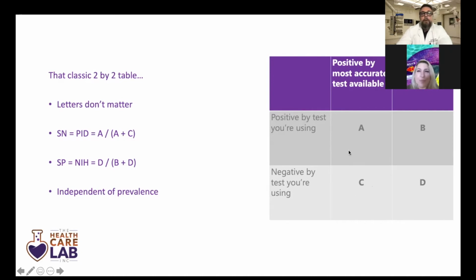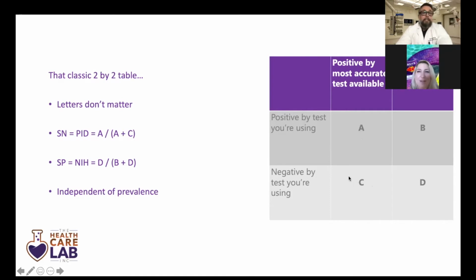So the sensitivity here is the people who have the positive test and have the disease, A, over the quantity A plus C. Positive in disease. Who's positive? A, okay? And it's compared to all the people who have the disease, A plus C. Does that make sense? Yes, it does.